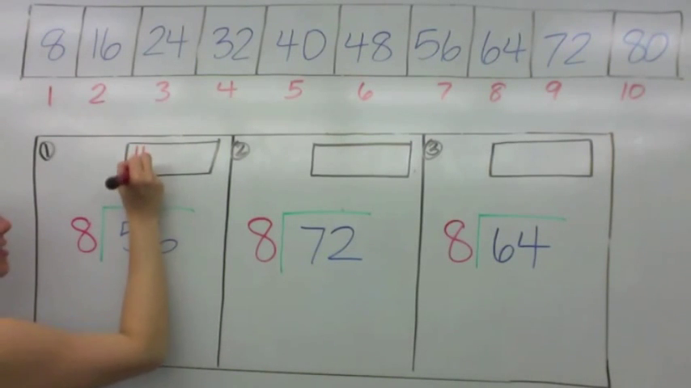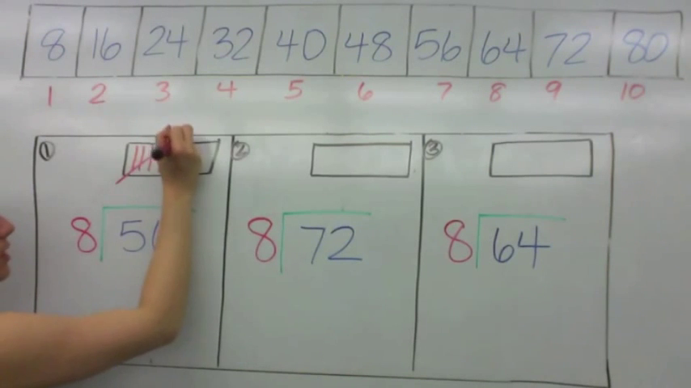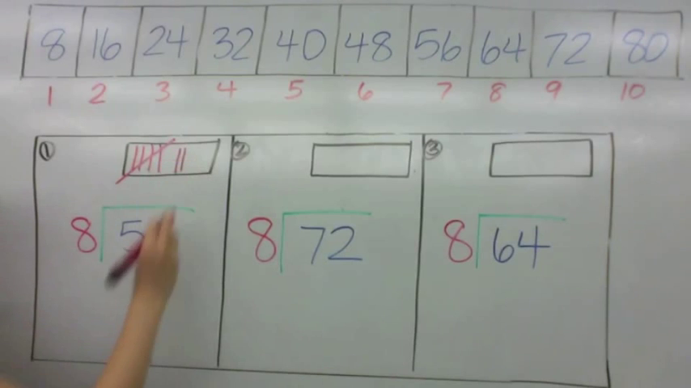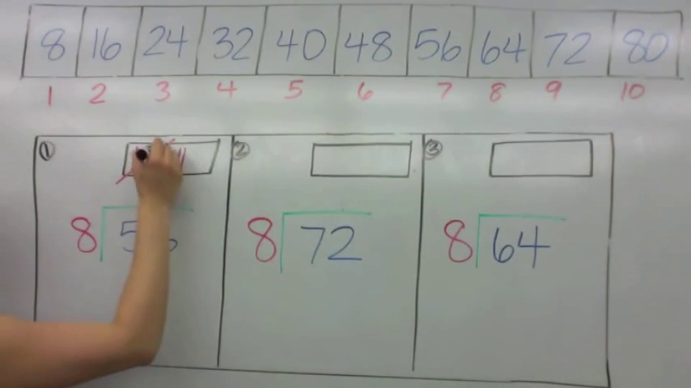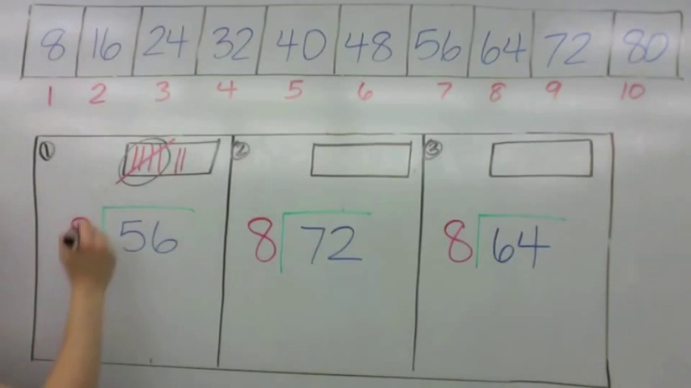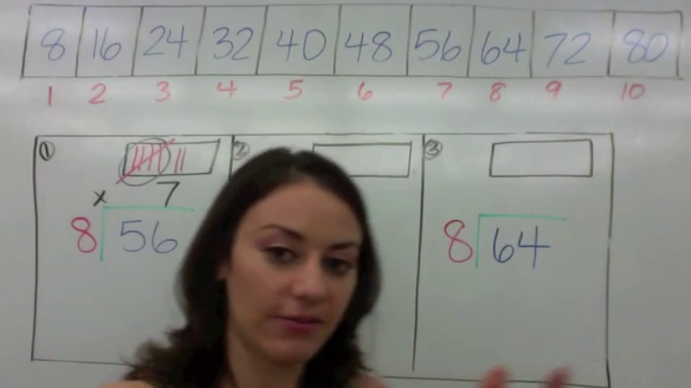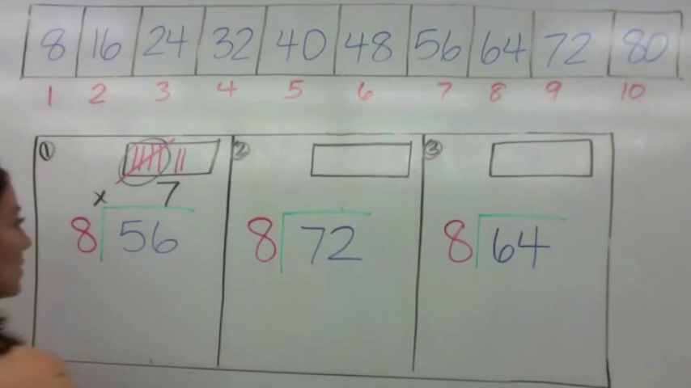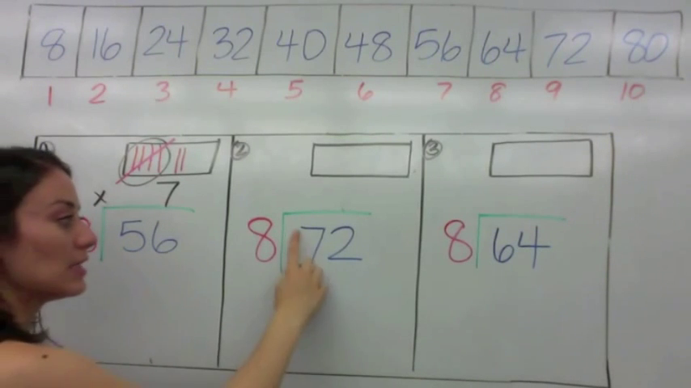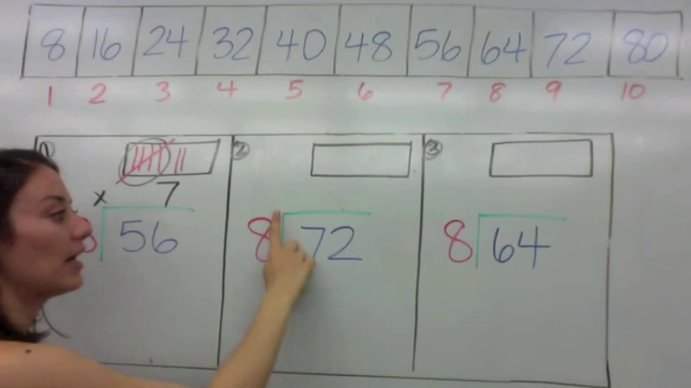8, 16, 24, 32, 40, 48, 56. All right, so we have a tally of 5 and 2. So 5 and 2 make 7. So 8 times 7 is 56, right? 8 times 7 and 7 times 8 is, clap with me, 5, 6, 7, 8. What is it? 5, 6, 7, 8. So it's 56.